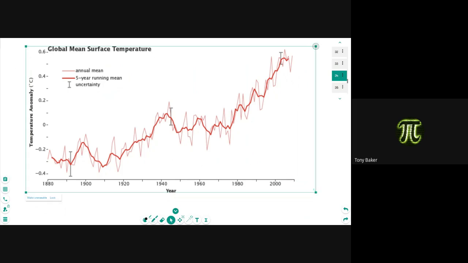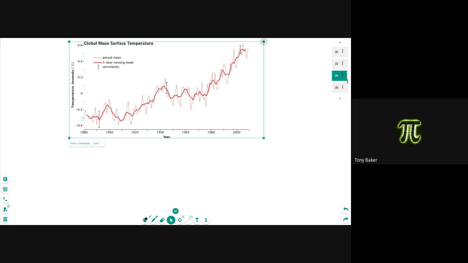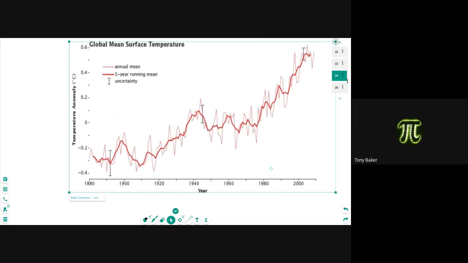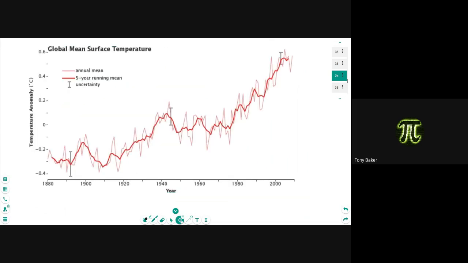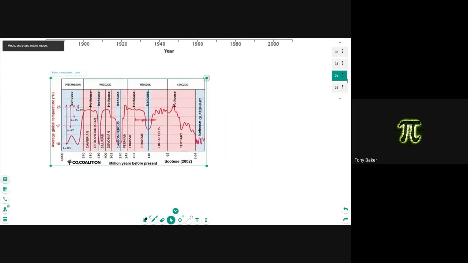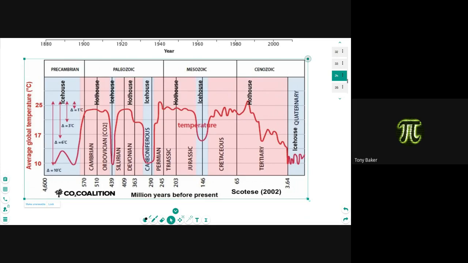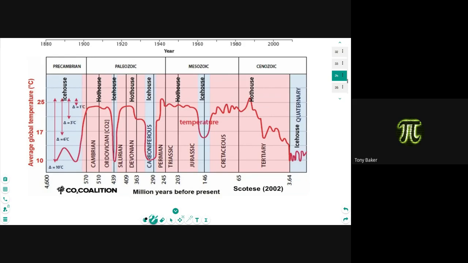So here's one. Now watch this one. We'll talk about how this is from the 1880s to today. If we're looking at it, temperatures are going up. This is today. We're right here.